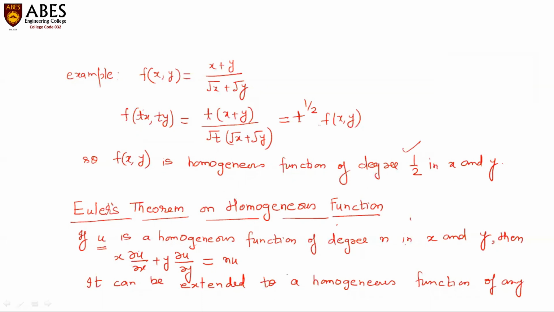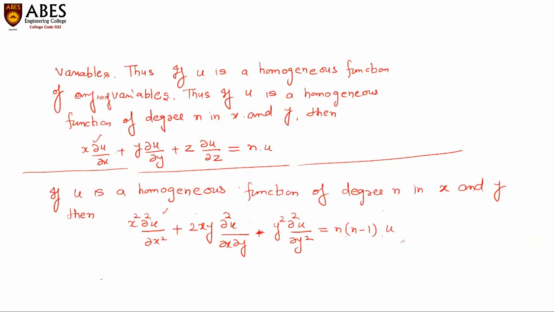It can be extended to a homogeneous function of any number of variables. Thus, if u is a homogeneous function of degree n in x, y and z, then x into del u by del x plus y into del u by del y plus z into del u by del z equals n u. This is Euler's theorem for 3 variables, and on the last page we discussed Euler's theorem for 2 variables.